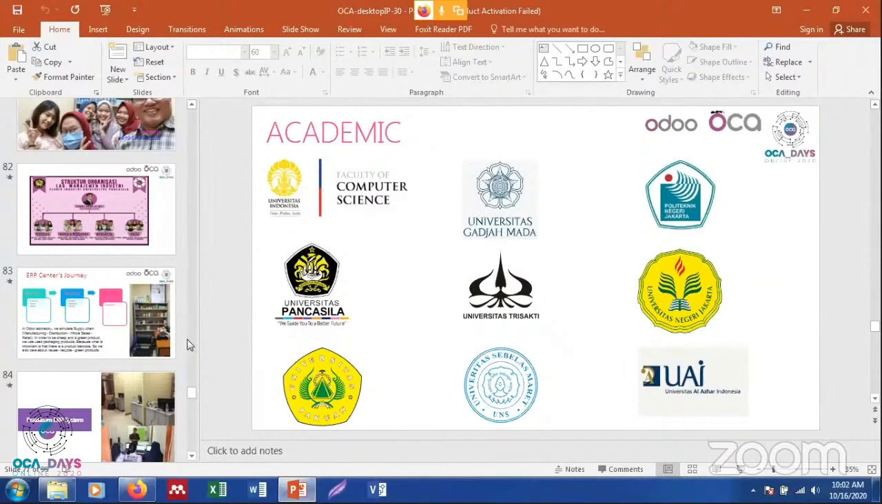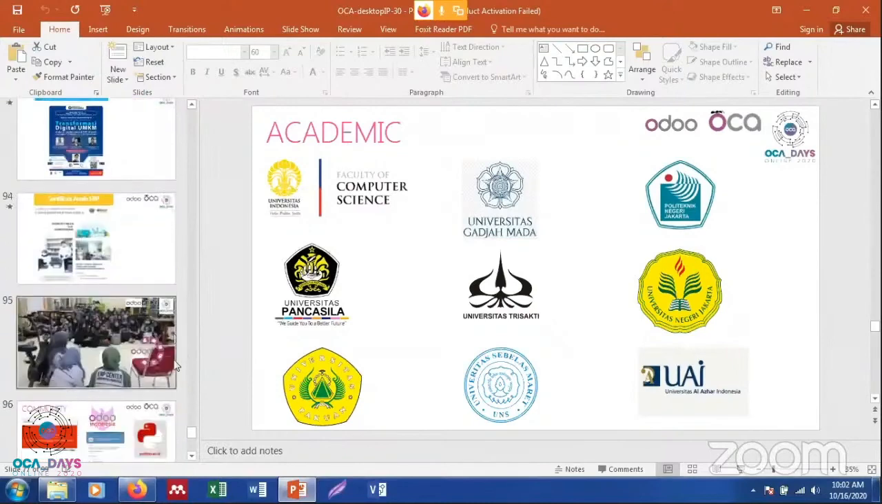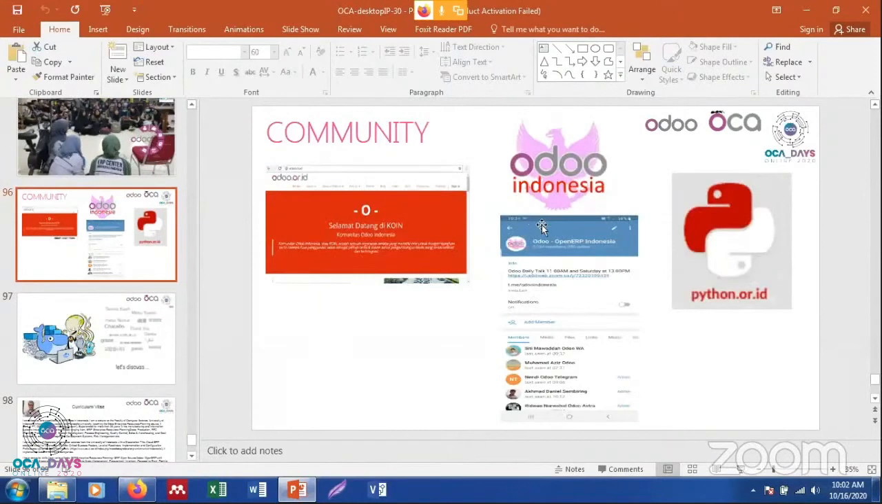Is there something the Odoo Community Association can do to help you? I am one of the members, one of the pioneers of the Odoo Community Indonesia. You can join the Odoo Community. Maybe in the next we can collaborate with the Odoo Community Association. One of the members, and now I'm a member of the OCA.